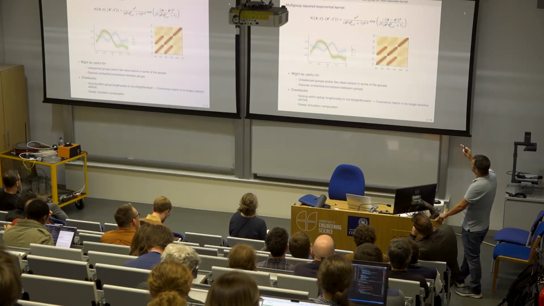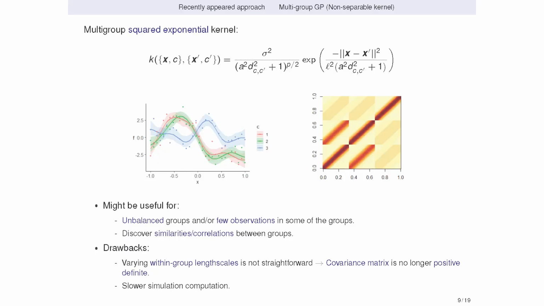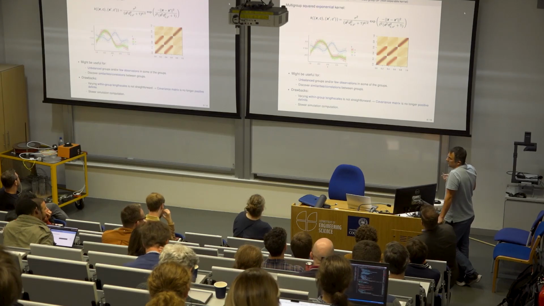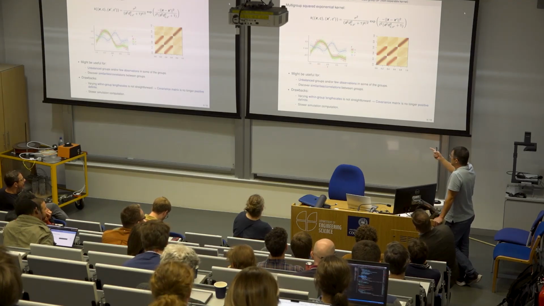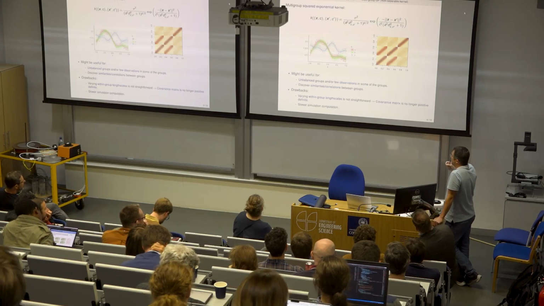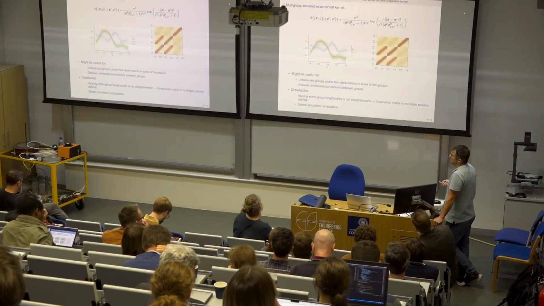In the example where we fit a GP function for 3 different groups, using this multi-group kernel, we are able to estimate covariances between the observations belonging to different groups, which can be especially useful in unbalanced data sets where groups with fewer observations can benefit from borrowing information from the other groups through the correlations. It can also be useful to discover the similarities, the correlation between nonlinear functions using GPs. It also has drawbacks. Varying the length scale within groups is not straightforward. The covariance matrix is no longer positive definite, and it has slower simulation computation than the regular GP.